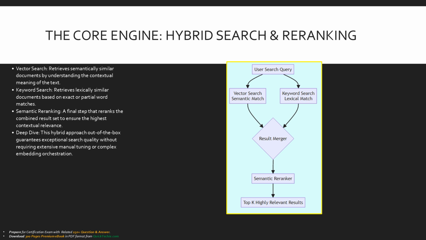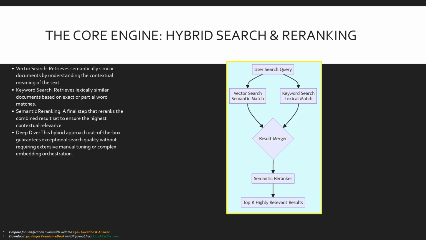Cortex Search applies semantic re-ranking. It takes the merged results from the vector and keyword searches and uses an advanced re-ranking model to reorder the documents, guaranteeing the most contextually relevant results bubble to the top. This multi-layered hybrid approach achieves state-of-the-art search quality across a broad range of datasets without requiring you to manually tune complex algorithms. This diagram perfectly illustrates the internal data flow of a Cortex Search query.